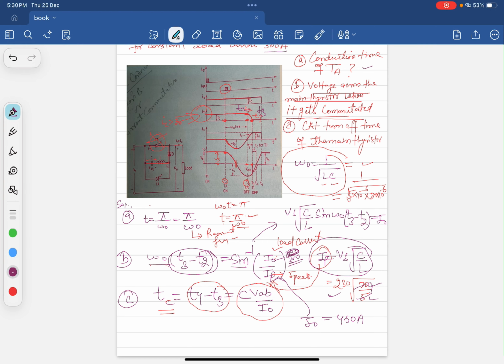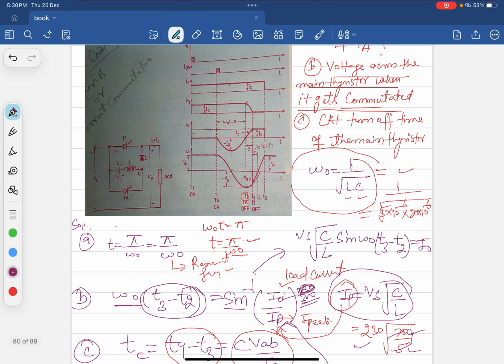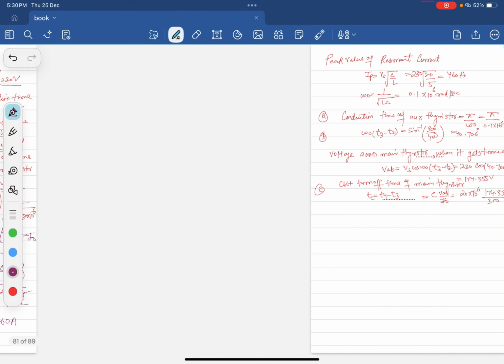Also in the next question, we have been given the circuit turn off time of the main thyristor. I will explain this. This thyristor T1 gets turned off at the instant T3 minus T4. This is T3 and T4. As you come above, the thyristor gets completely turned off. That is, the main thyristor T1 completely gets turned off. That's why we call it the circuit turn off time. So we will calculate all these numerical values here.